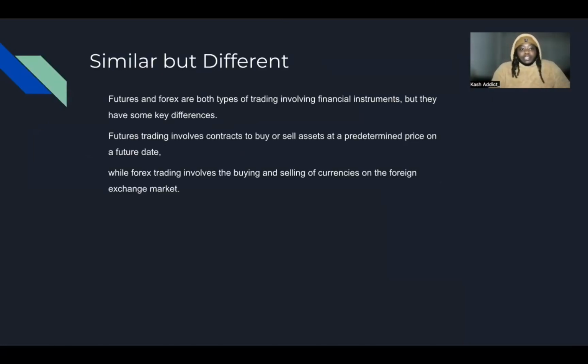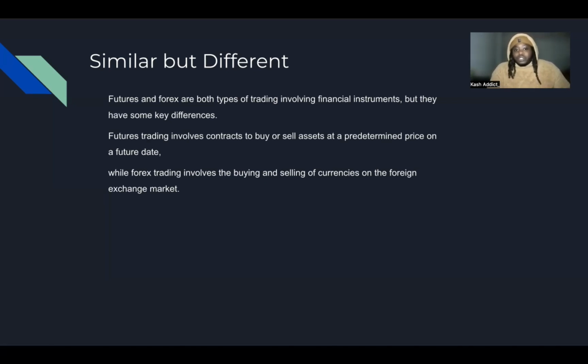So they're similar but different. I'm going to read these with y'all. All right. Futures and Forex are both types of trading involving financial instruments, but they have some differences. Futures trading involves contracts to buy and sell assets at a predetermined price on a future date, while Forex involves buying and selling of currencies in the foreign exchange market.